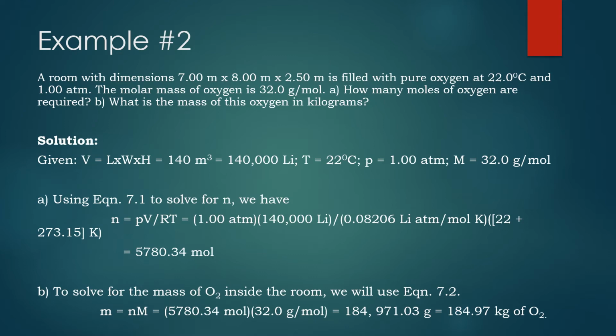In letter B, we are to solve for the mass of oxygen inside the room, and we will use equation 7.2. That is, the total mass is equal to the number of moles n times the molar mass. And this is equal to 5,780.34 moles times 32 grams per mole. And this is equal to 184,971.03 grams, or in kilograms, this is equal to 184.97 kilograms of oxygen.